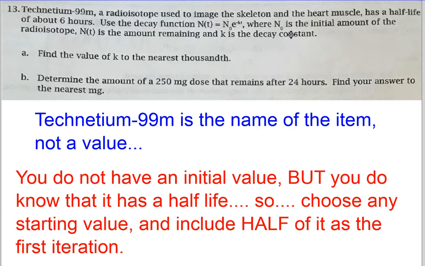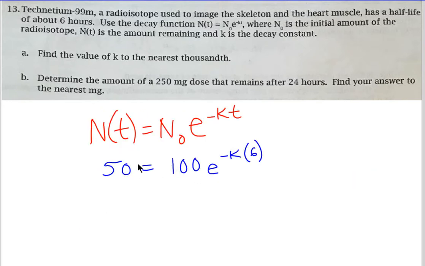Because if you choose a pretend value, let's say, then you would be able to figure out what the half-life of it is. So let's say I pretend that I have 100 milligrams. Well, after one iteration, or 6 hours, I would have half of that left, right? So if my initial value was 100, my ending value would be 50. And if I chose a different value, let's say I chose a starting value of 2,000, well, the half-life of that is 1,000.